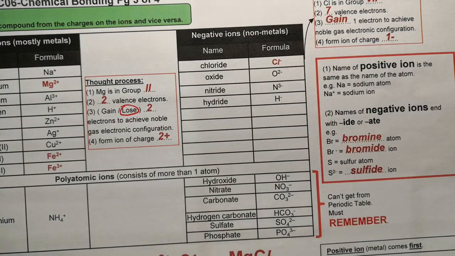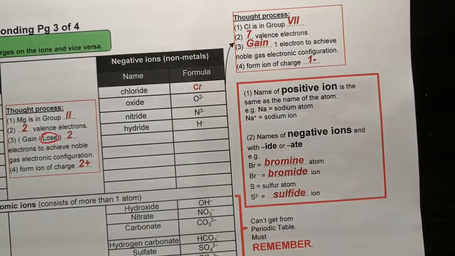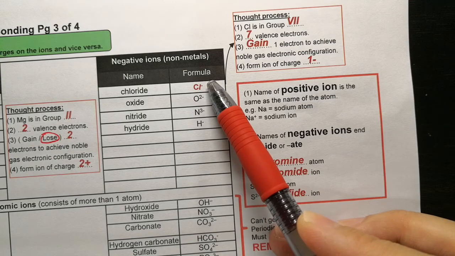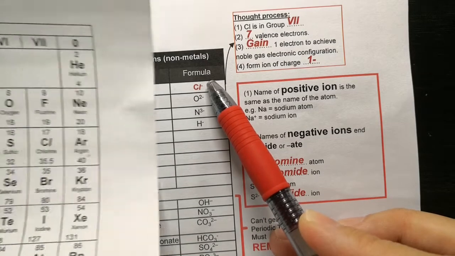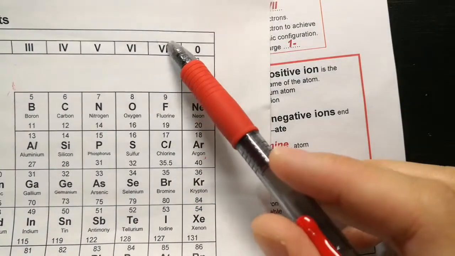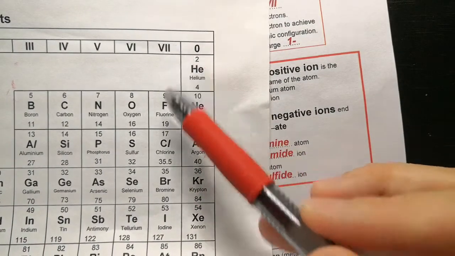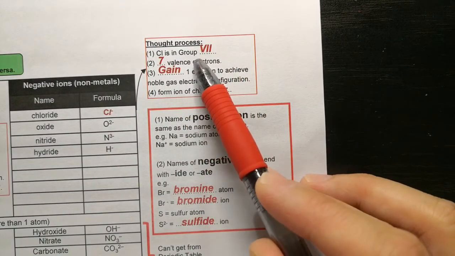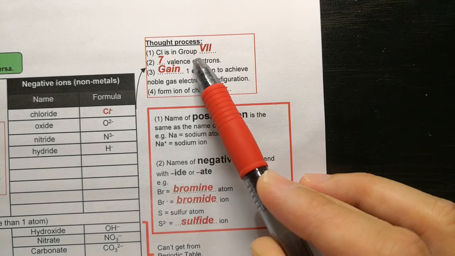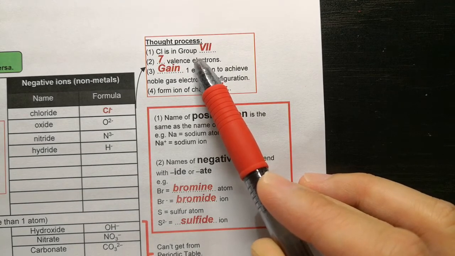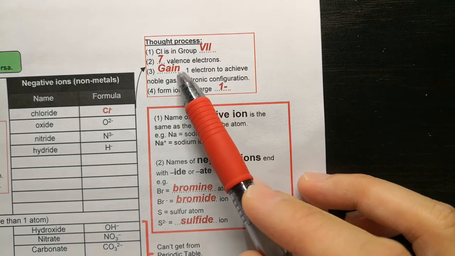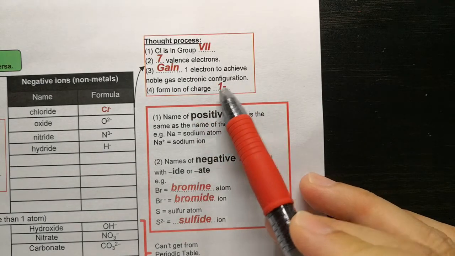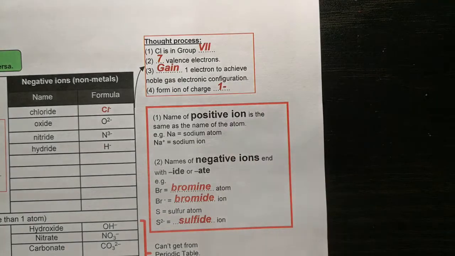Now, how about negative ions? Now, negative ion, the non-metal ion, chloride, you don't need to memorize the chloride ion formula. It is Cl- because again, you can refer to the periodic table. Chlorine is in group VII. VII means 7, so group 7. So group 7 means what? 7 valence electrons. You need to get to 8, right? So 7 to 8, pretty near. So that's why you just need to gain 1 electron. When you gain an electron, to achieve noble gas electronic configuration, the charge of the ion will be 1 minus.